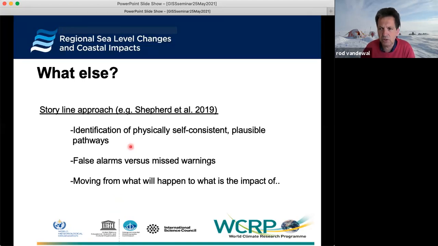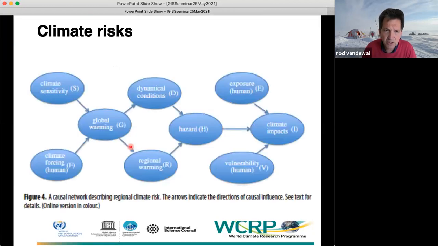So somewhere in the middle, you have to end with values which make sense. That's maybe another way to frame the outcome of such an exercise. So for climate risks, for instance, in this Shepard paper, they take the approach that you have climate sensitivity and forcing that leads to global warming, and so on, and it leads to hazards, and then based on vulnerability and exposure, the classical items in the IPCC context lead to a climate impact.